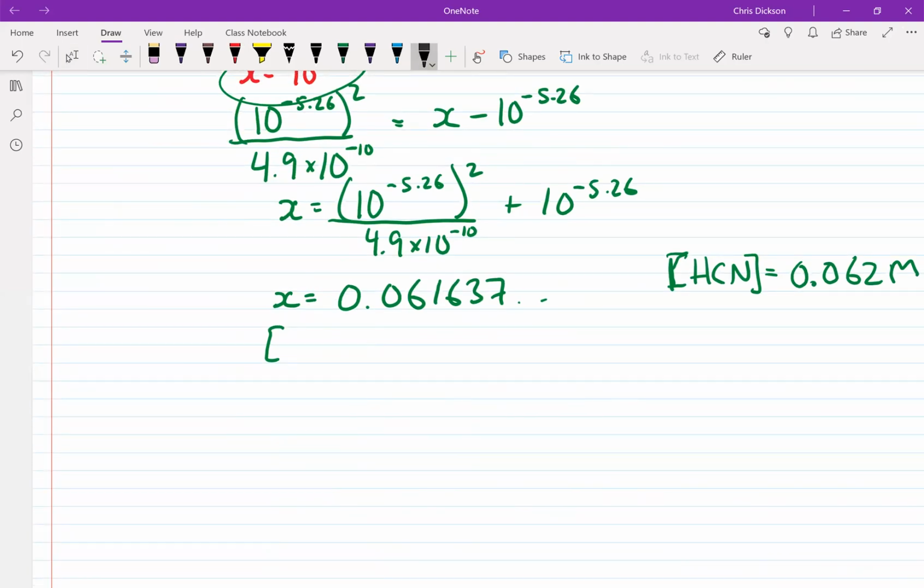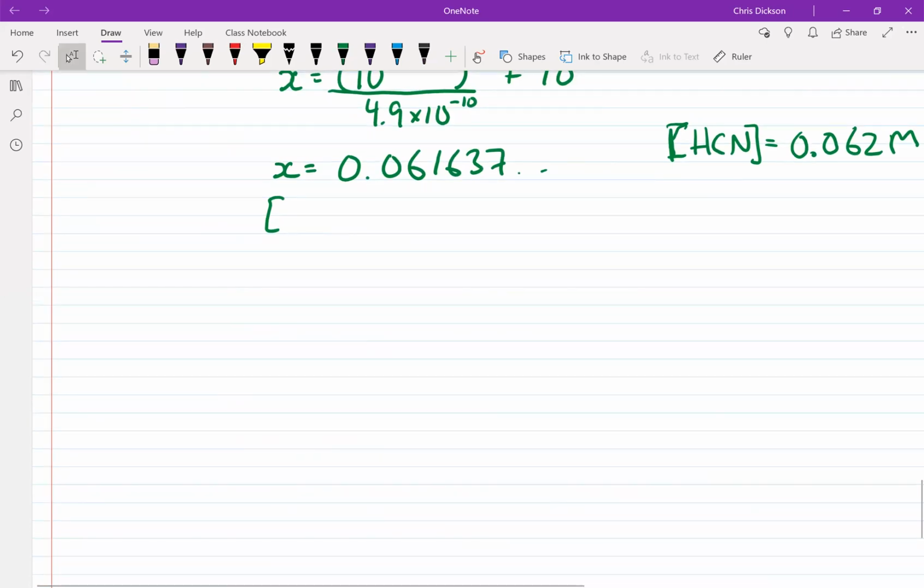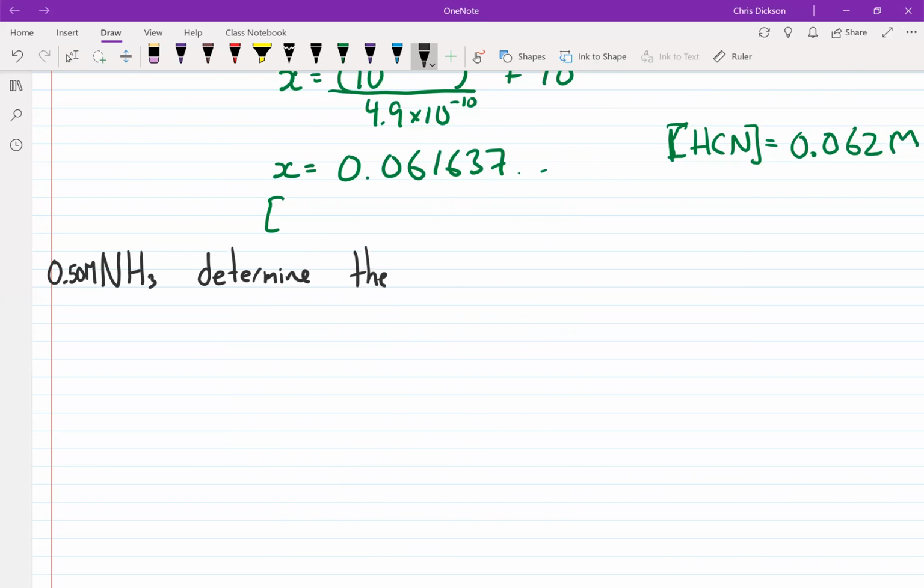Okay, so let's try another question kind of like that. I'm going to try a base question, see what you guys think about this one. So let's say NH3, ammonia, and let's say you have 0.50 molar ammonia. Sorry, that's kind of poorly written. And the question is, determine the pH, and we'll say pOH too. We'll find both numbers here, okay?